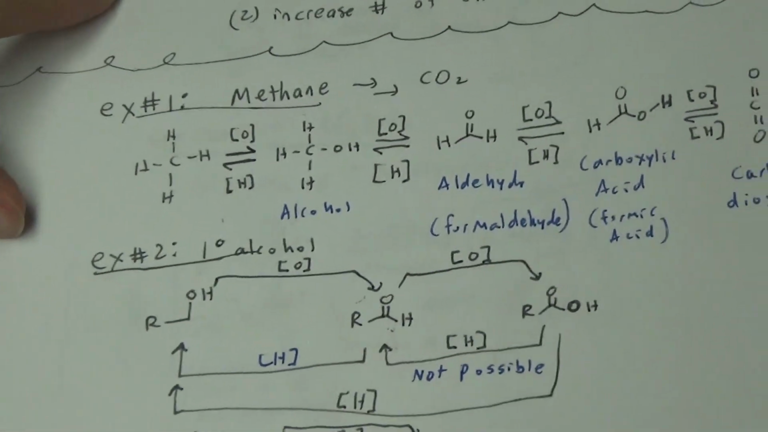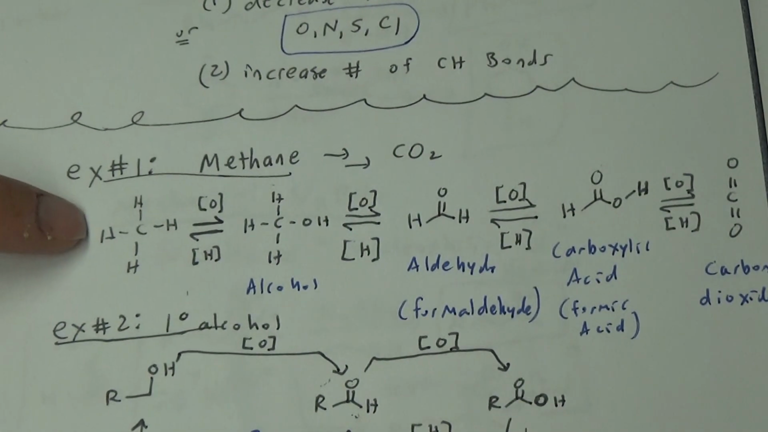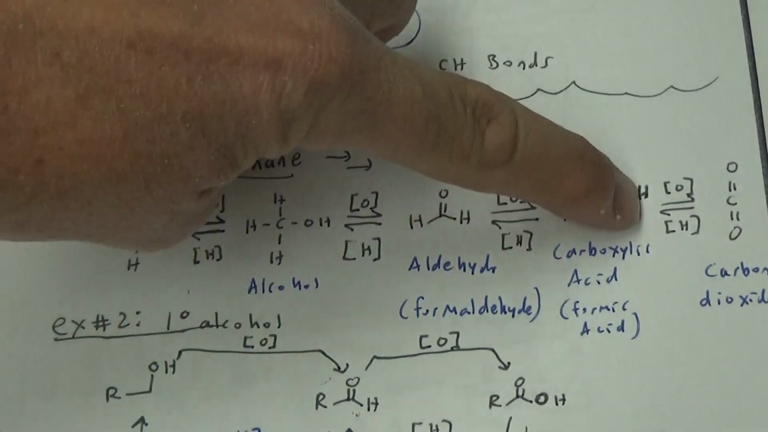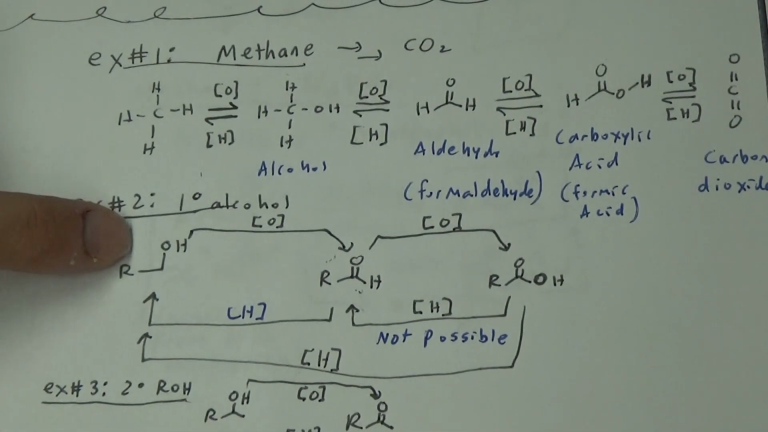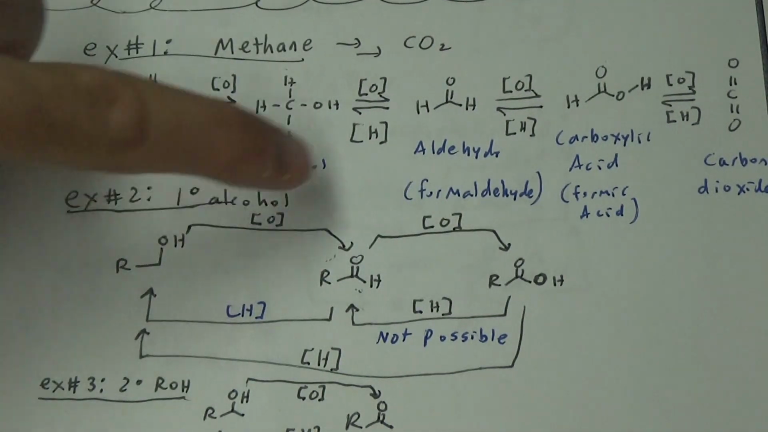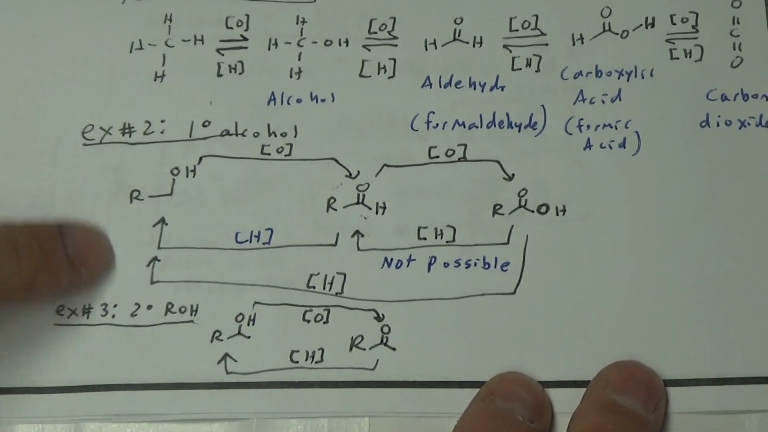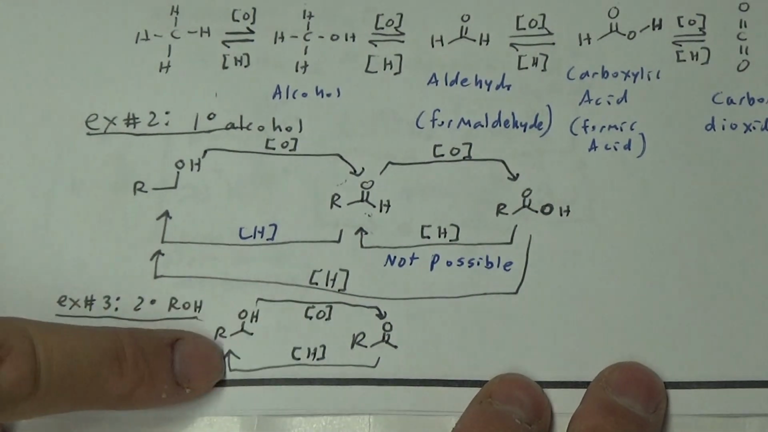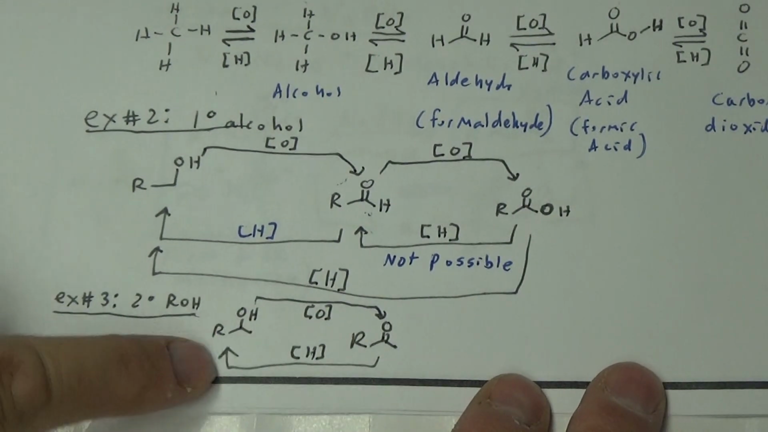We showed the overall process in terms of the oxidation states as we go from methane all the way up to CO2. So we're gradually increasing the number of bonds to oxygen. We also showed that a primary alcohol can be oxidized to an aldehyde, oxidized to a carboxylic acid, and then you can reduce, so I show the reduction going downward. And for secondary alcohols it's really easy. You can oxidize the secondary alcohol to a ketone, or you can reduce the ketone down to a secondary alcohol.